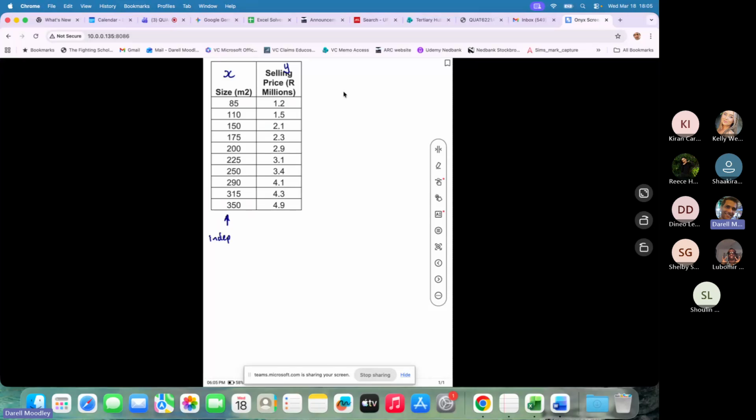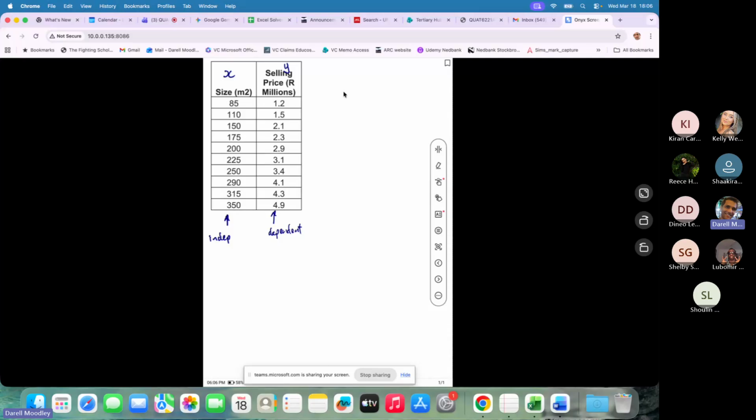The reason being is that the size isn't affected by anything, so it's independent. But based on the size, it influences the selling price. So this is the dependent variable, because it depends on the size, or in other words, the X, right? It's very important you identify which is your dependent and independent. Your independent will always be X, and your dependent will be Y.